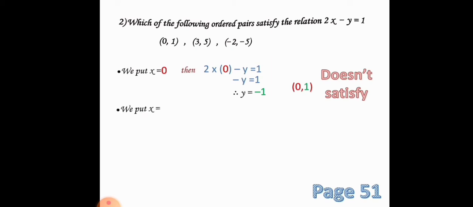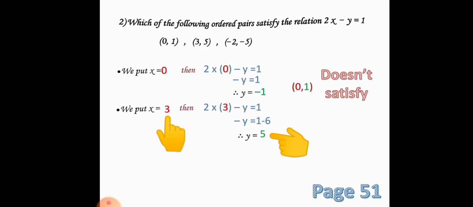If we put x for the second ordered pair, 3 and 5, then x here is equal to 3. Then we're going to substitute for x equals 3 in the relation. So 2 multiplied by 3 minus y equals 1. 2 multiplied by 3 is 6. So subtract 6 from both sides. You will get negative y equals 1 minus 6, which means that negative y equals negative 5. So positive y equals positive 5. Now this ordered pair should be: value of x is 3 and value of y is 5. So it's the same as the ordered pair given in the question. So we say 3 and 5 satisfy the relation.